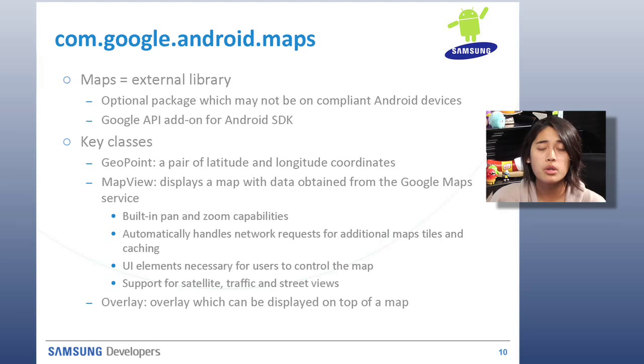So it'll handle network requests for when you're panning or zooming and you need to download different tiles. It also has support for satellite, traffic, and street views. Another class that's really important in this package is the Overlay class, and that is going to allow you to overlay something on top of the map itself. There's a lot more functionality in this package, but those are the main classes.